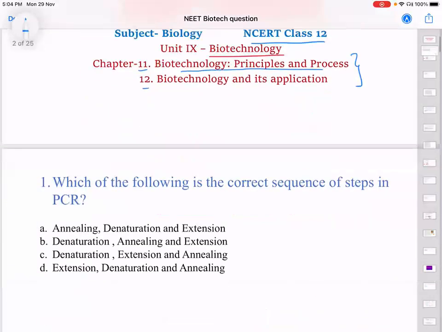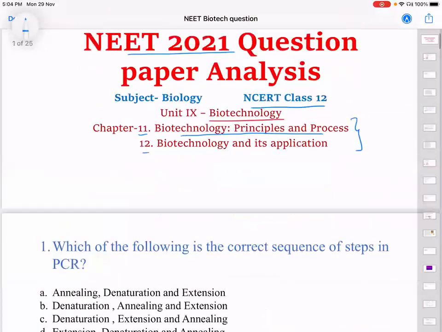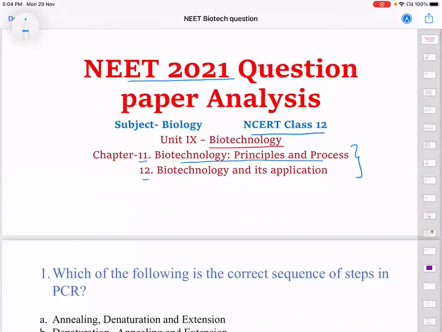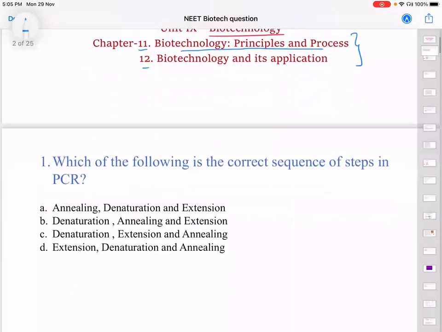So first question. Before that, the questions will comprise both botany as well as zoology, and the order of the questions might vary from the one given in the question paper and the one which is discussed in this video, right?